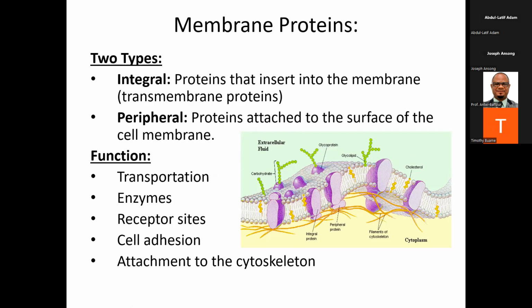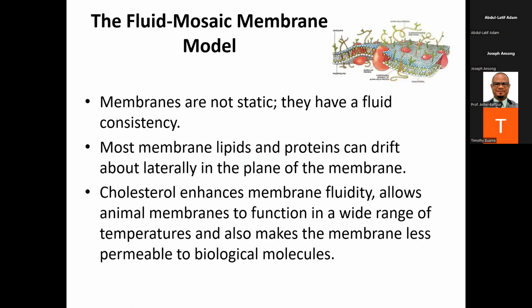What is the function of this membrane? They allow transportation. They allow enzymes to move across. They serve as receptor sites receiving cytokines. We also have cell adhesion. So when the cell needs to stop moving, they help it to stick to the endothelium. They also attach to the cytoskeleton down here, causing the cell to be strong and hold up. So the fluid mosaic model says that cell membranes are not static.